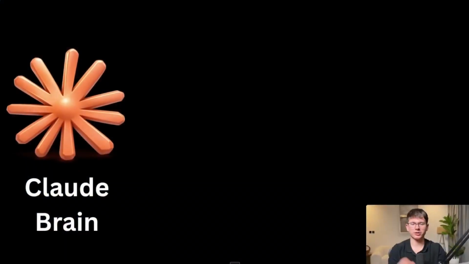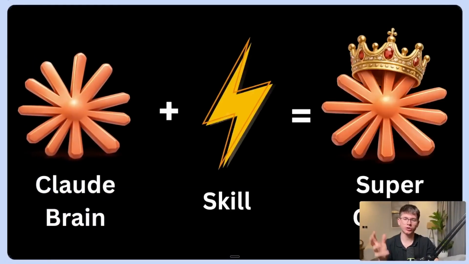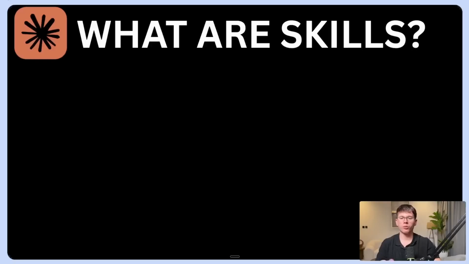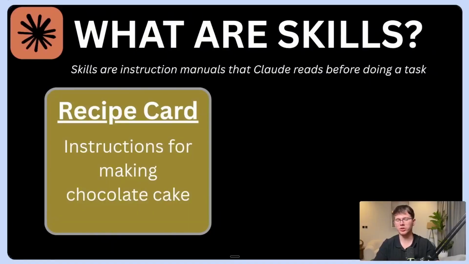Let's dive in. All right, so we have Claude Code's brain, we have skills, which makes super Claude, because Claude on skills is like Claude on steroids, because it can do so much more than just the normal interface. What are skills? So skills are instruction manuals that Claude reads before doing a task. The same way you use a recipe card, which are instructions to make something, in this case a chocolate cake, or it can be a burger, it can be a pizza, whatever it is, which is a list of instructions that show you how you can do that thing.